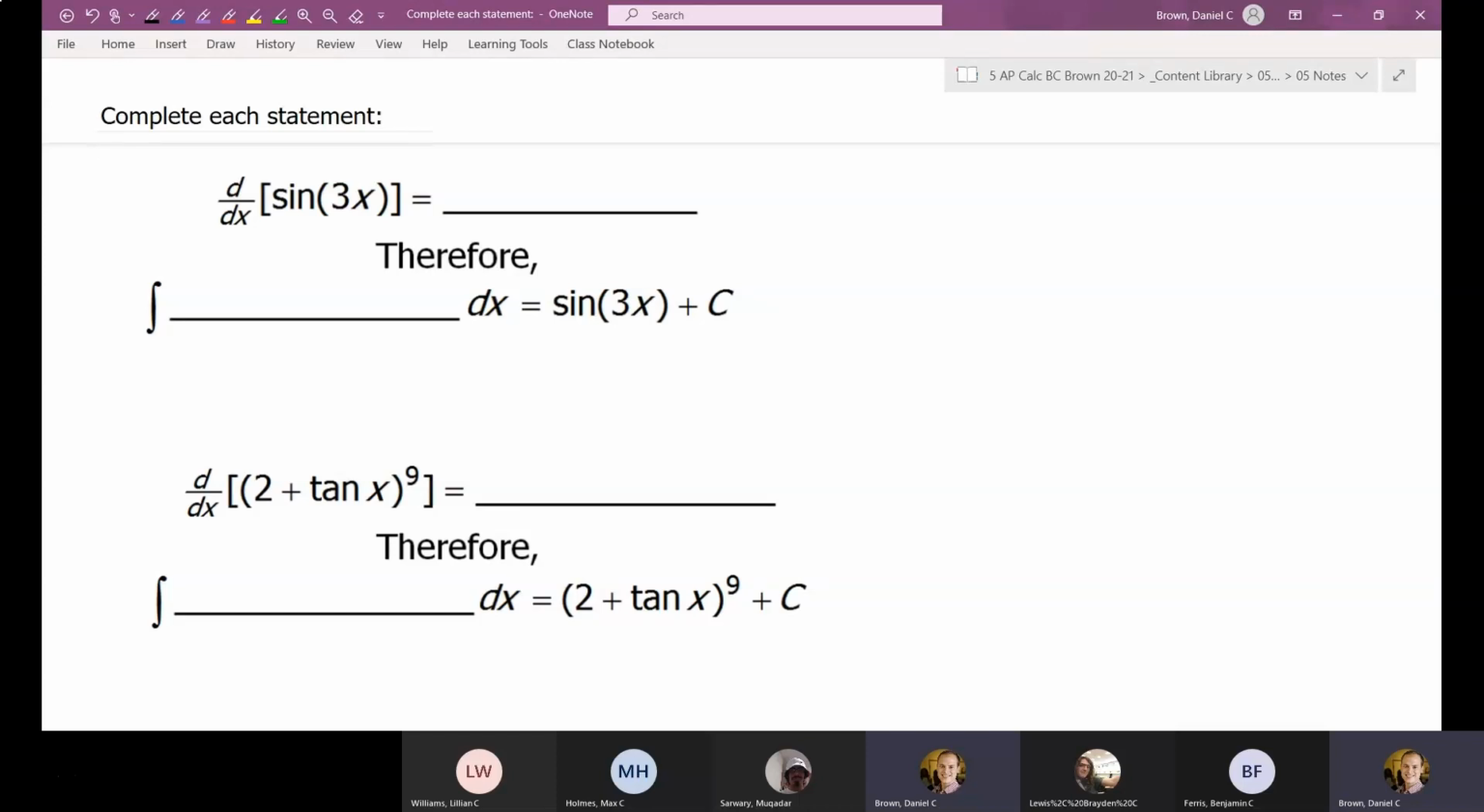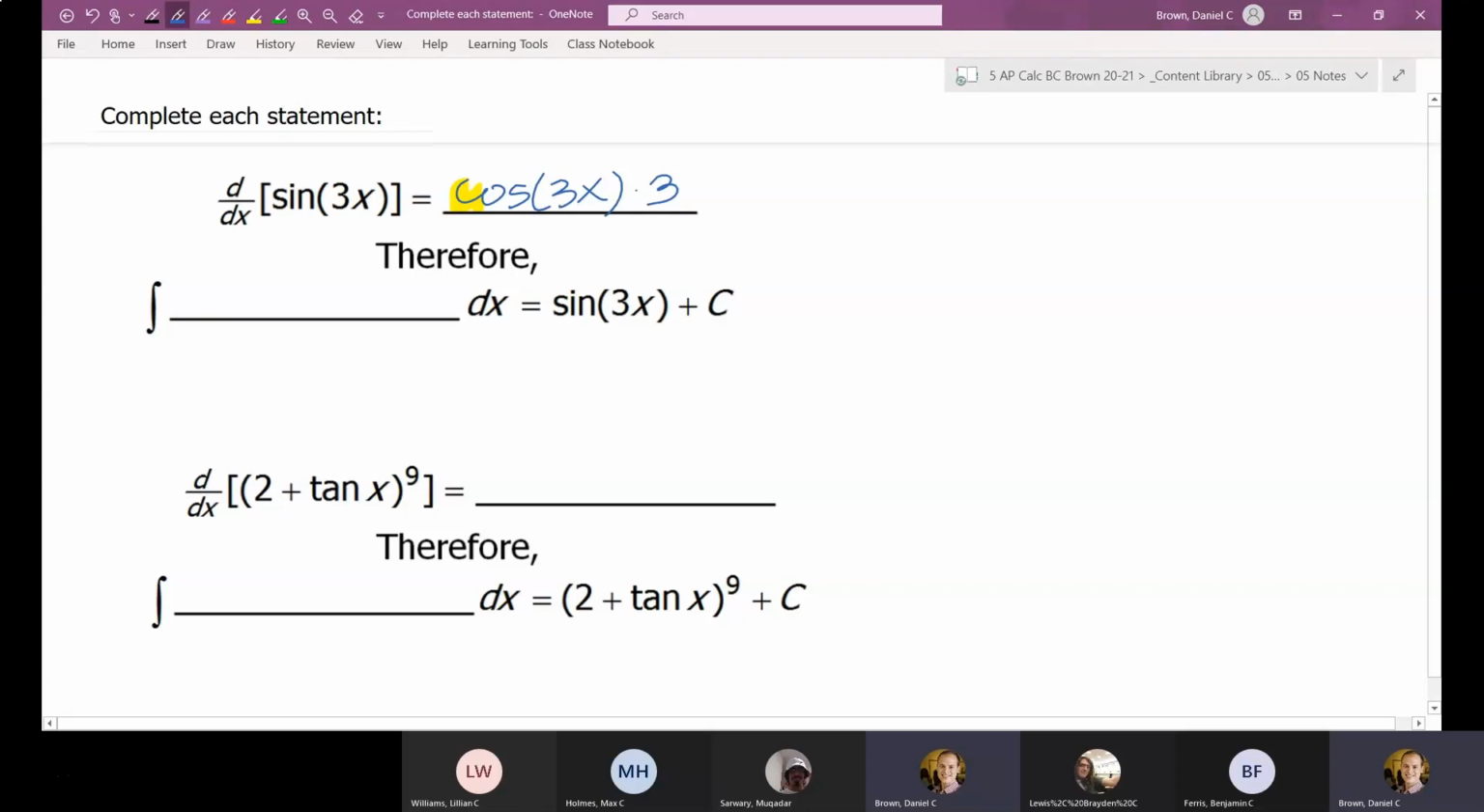So where U substitution comes from is it's kind of like undoing the chain rule. For example, if I'm looking for the derivative of the sine of 3x, what is the derivative of sine of 3x? Cosine of 3x times what? 3. So we know that when we're doing the antiderivative, we're going backwards.